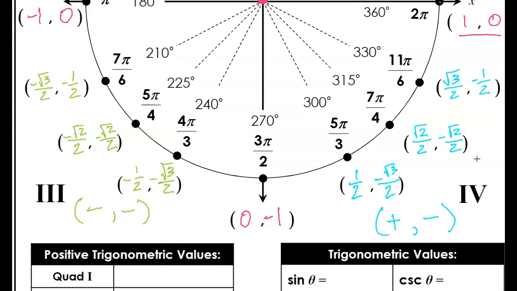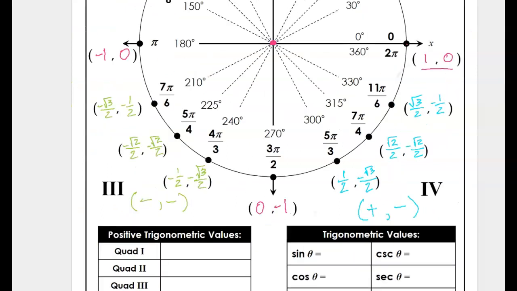And boom, I now know 12 different sine and cosine values of 12 different angles. Actually, 16 different angles, right? Can't forget about these ones on the 90 degrees.